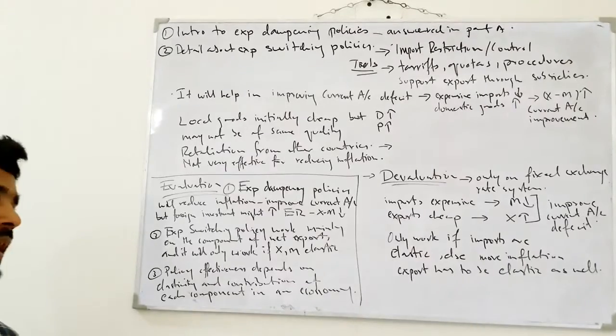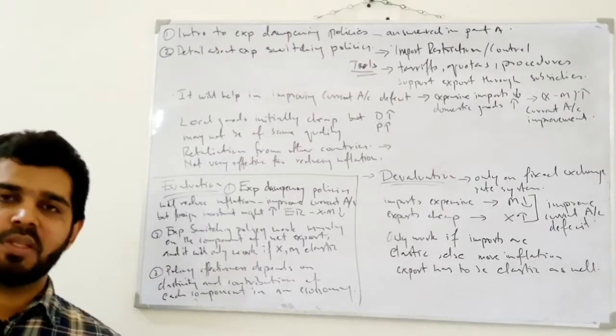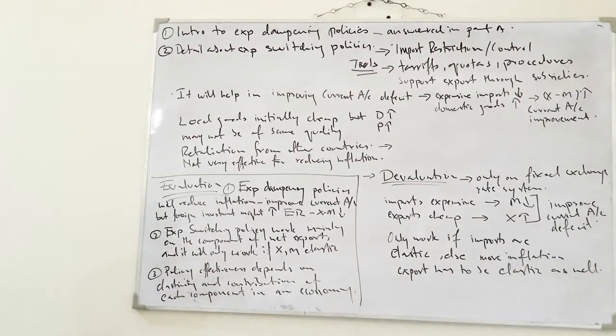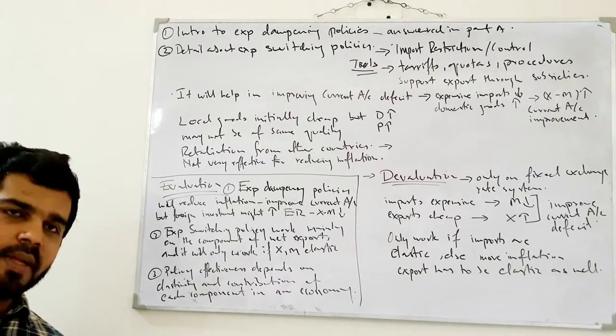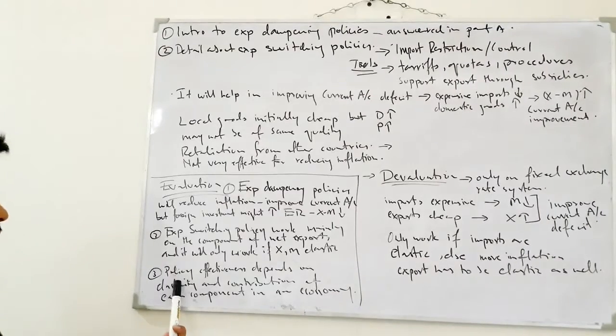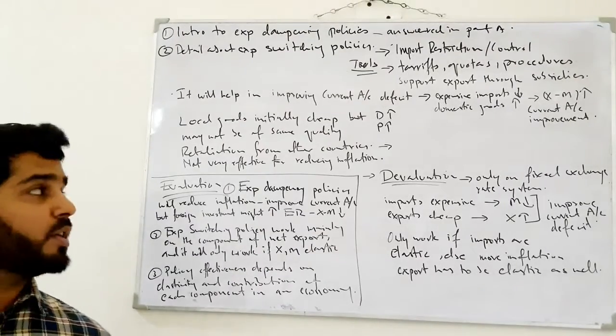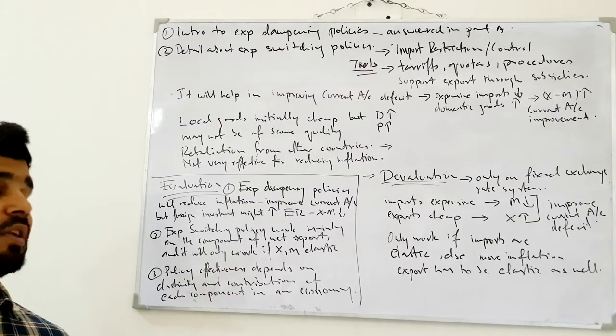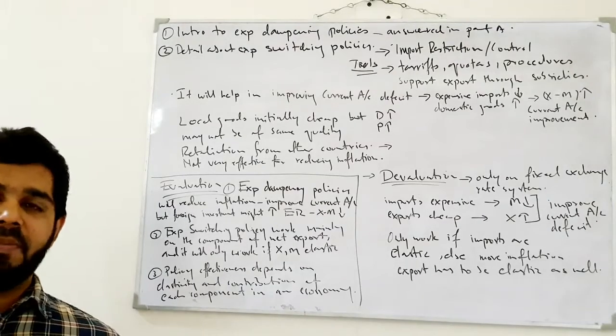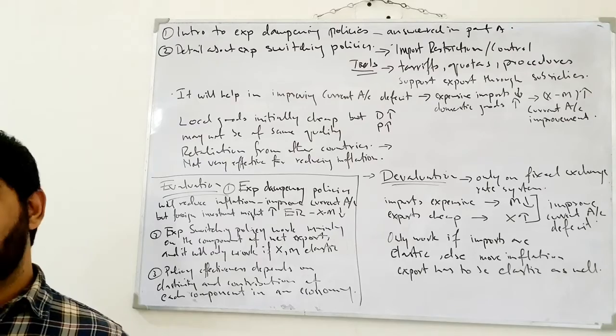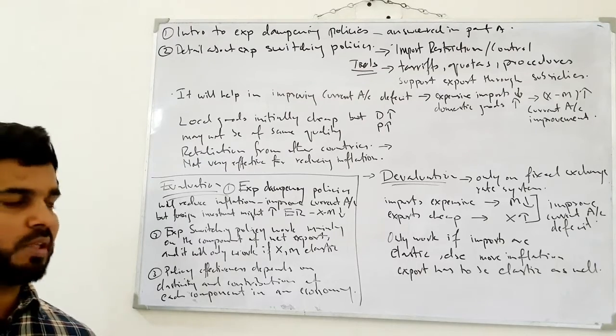Lastly, which one is better? There is no single answer to this part. We can write that it depends. It's my analysis that policy effectiveness depends on elasticity. First of all, if the elasticity is high, devaluation and restriction and control are going to be a very powerful tool. But if the elasticity is very low, these tools are useless.